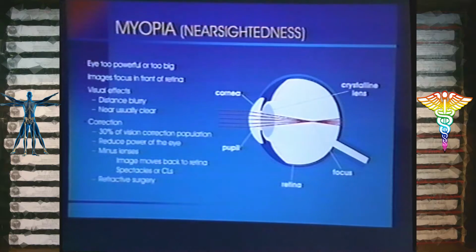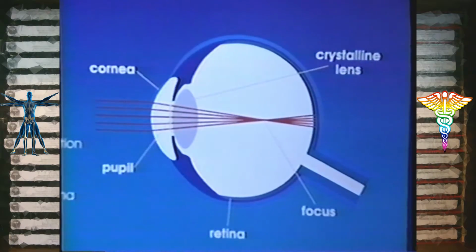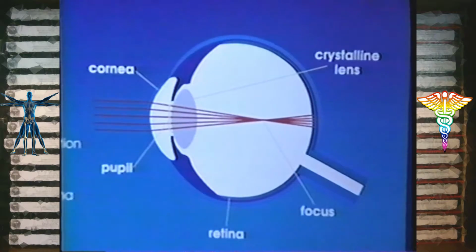Myopia, by far the most common refractive error. Myopia occurs because the cornea is either too steep or the eye itself is too long. It's usually a combination of the two, however. The patient complains of blurred distance vision and relatively good near vision. As the patients age, myopia becomes less.